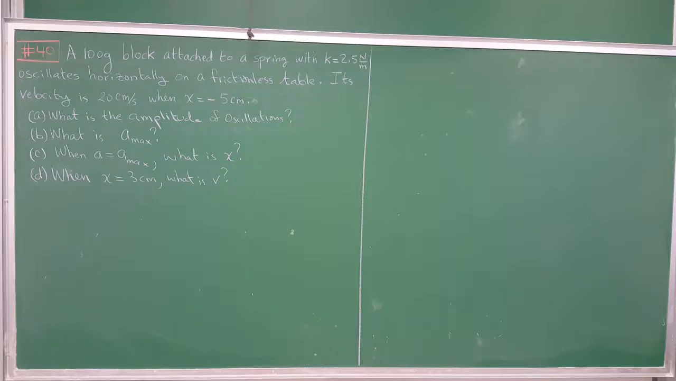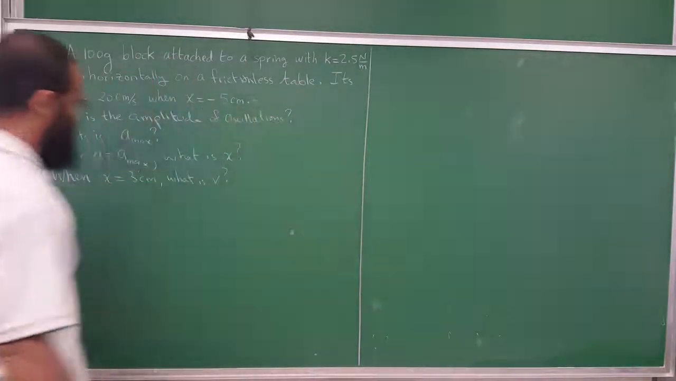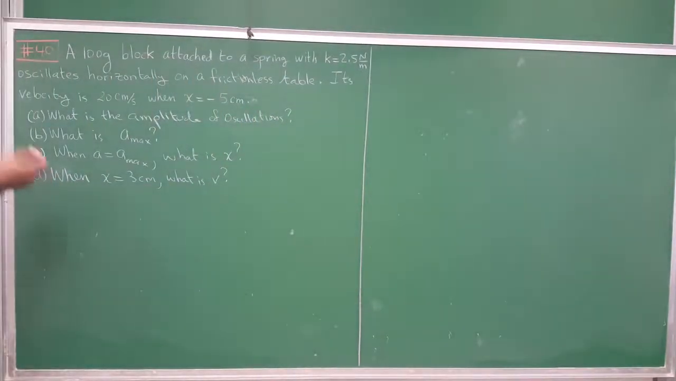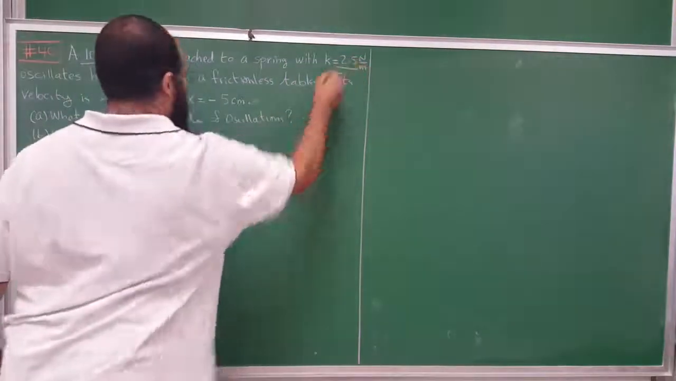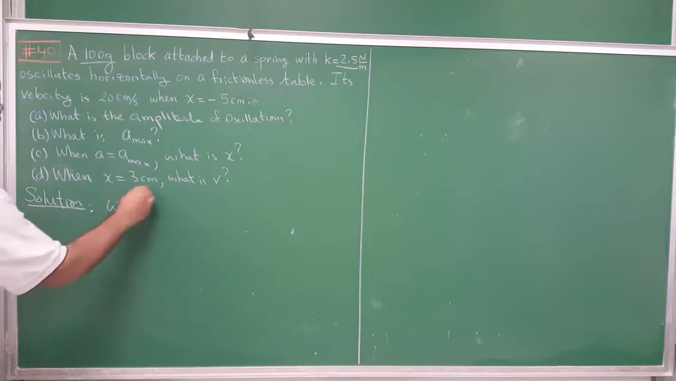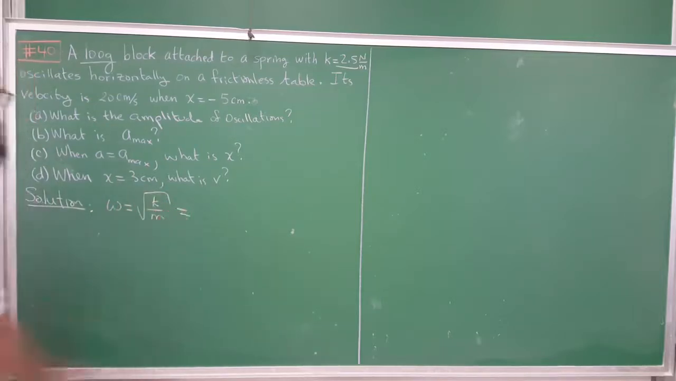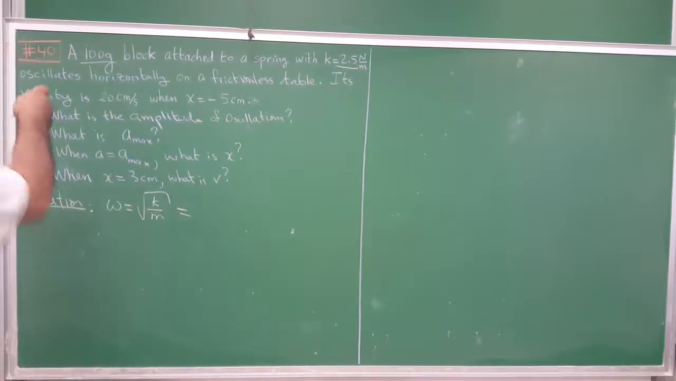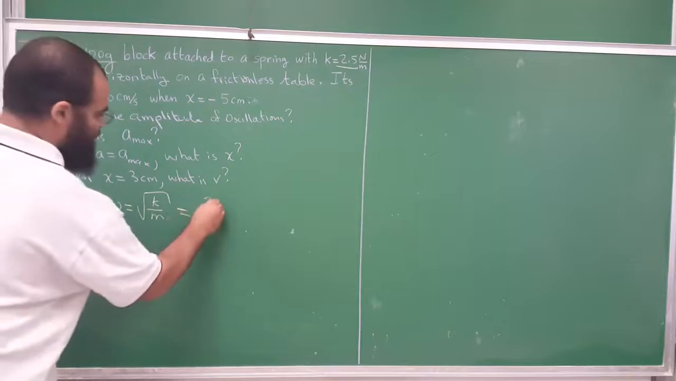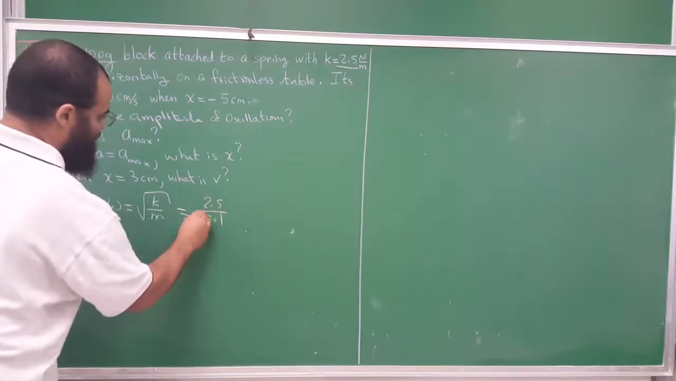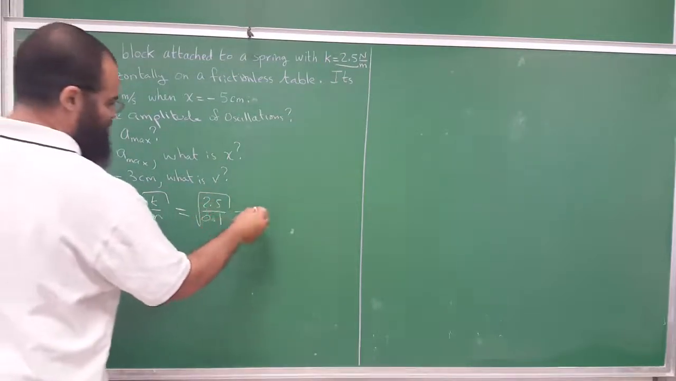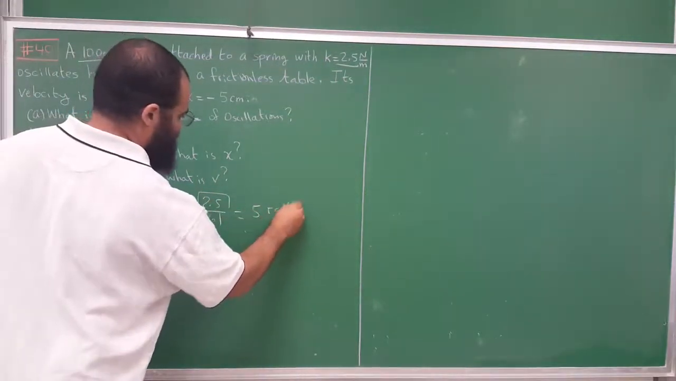I feel like this is probably a conservation of energy problem. Let's take that approach. I usually take the conservation of energy approach until I run into trouble, and then I might use something else. So, solution. First I have the mass, and I have K. Why not calculate omega? Omega is the square root of K over M. K is 2.5, and the mass is 100 grams, so that's 0.1. So 2.5 over 0.1. No calculator needed, because this is just 25. Square root of 25 is 5. So 5 radians per second.